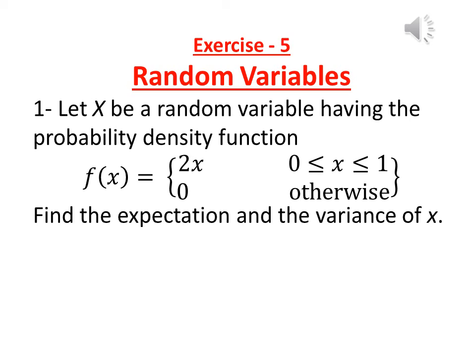What's the variance? First, calculate the expectation of x squared. So integration from 0 to 1 of x squared times 2x dx. And with the result minus, we get mu squared, minus expectation squared. This is the first example. I think it is only direct use of the formula.